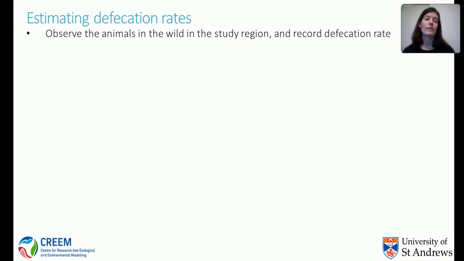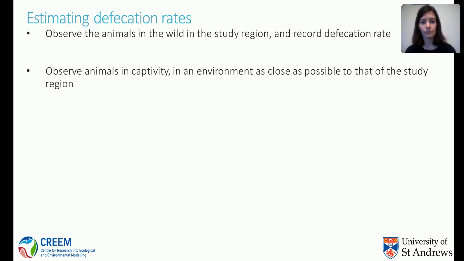So for dung surveys, you have to estimate rates of decay and production. Here are a few pointers if you're interested in thinking about these types of surveys further. To estimate dung production rate, you could observe the animals in the wild in the study region and record their defecation rate. You could also observe animals in captivity, but trying to create an environment that's as close as possible to that of the study region. And there are things to discuss about whether or not you could adequately recreate wild environments in captivity.